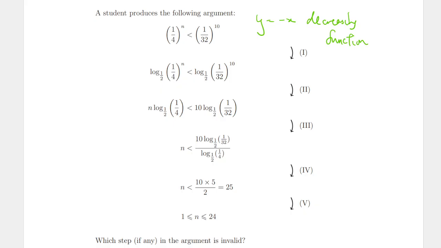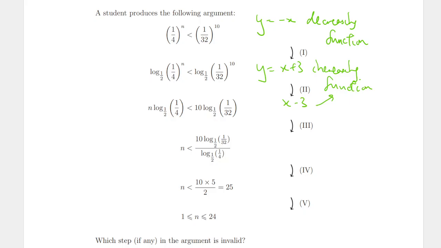So for example, let me prove it to you. Why do I not have to change the sign if I add 3 to both sides? That's because y equals x plus 3 is an increasing function. You're applying plus 3 to both sides. Same logic: if you apply minus 3 to both sides, x minus 3 is still an increasing function. That's why you don't swap the sign.